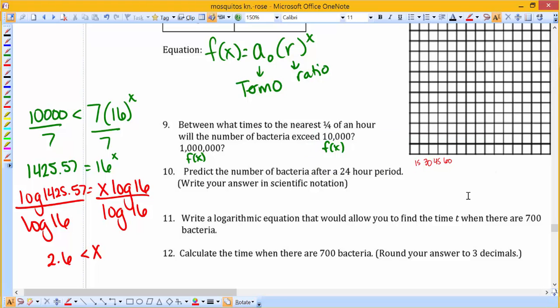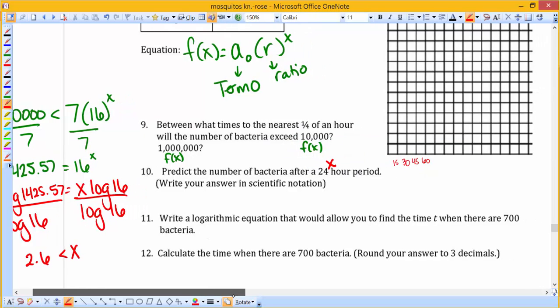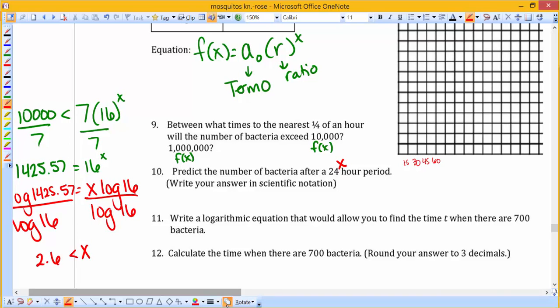Then you're going to predict the number of bacteria after a 24-hour period. You're going to need to use your calculator. This is what you would plug in for x, 24 hours. Write a logarithmic equation that would allow you to find the time when there are 700 bacteria. So what I did here in the red, that's a logarithmic equation for 10,000 bacteria. You are going to write a logarithmic equation for 700 bacteria. And then you're just going to solve it.